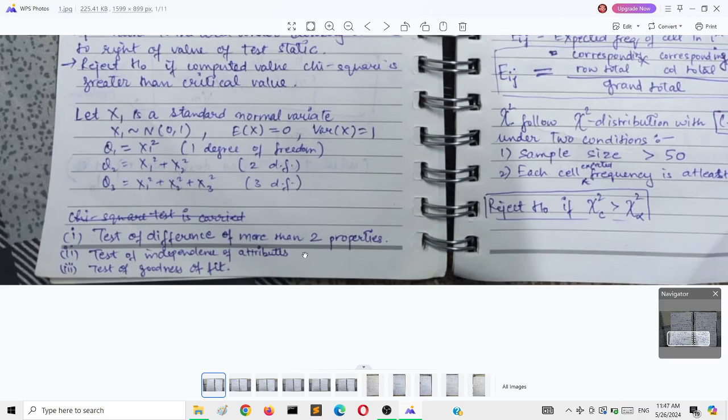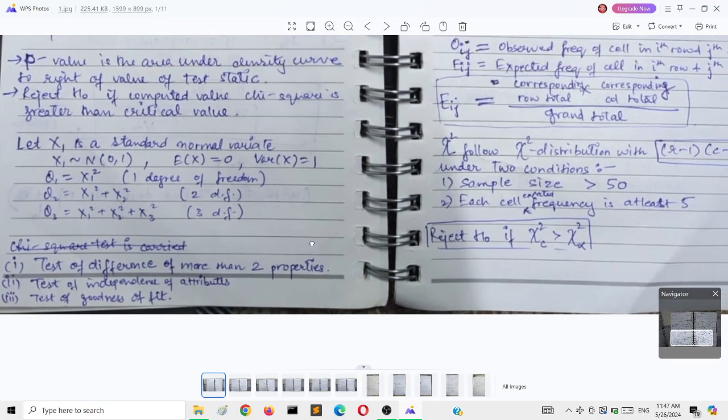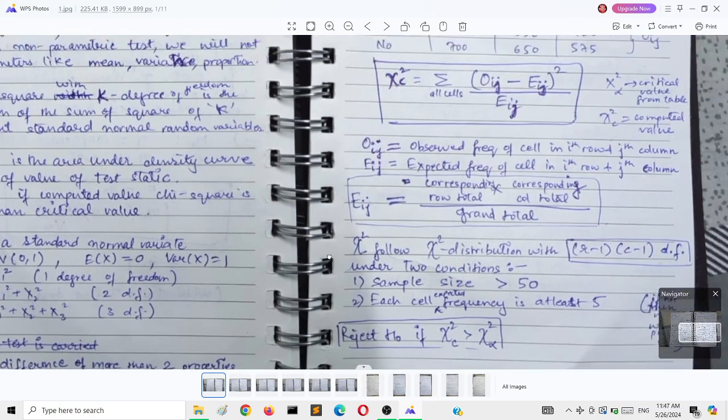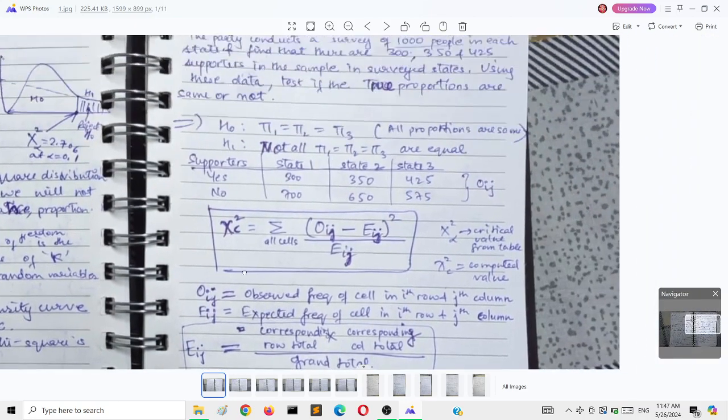Properties are nothing but the variables, right? In your data set you have columns, and then you have the independence of attributes, right? As we talked about the attributes, we get the independence among those attributes. Then we get the goodness of fit, meaning how good your fit is in a particular scenario. Then you do the chi-square test.